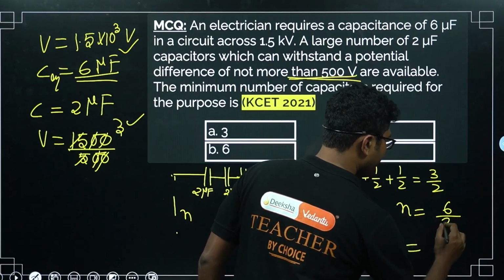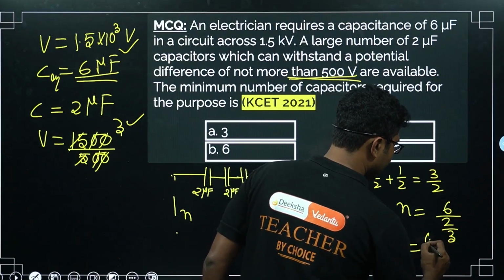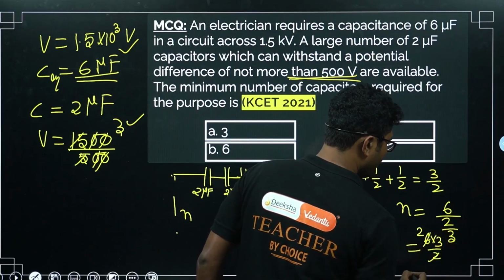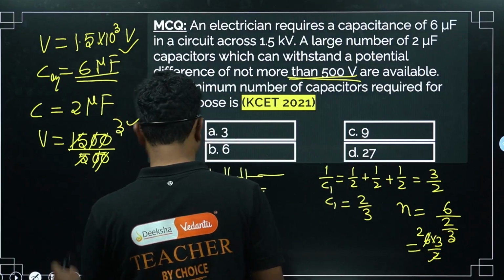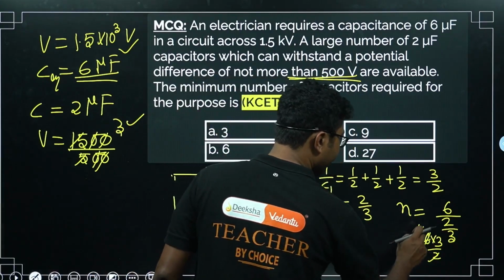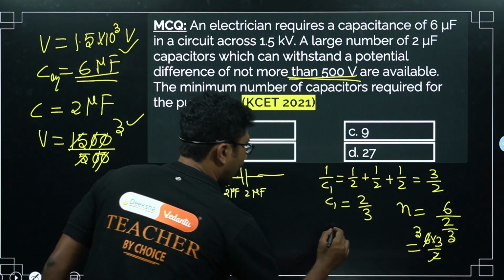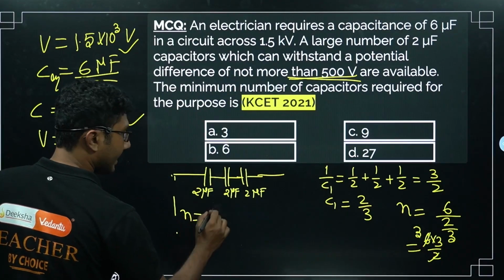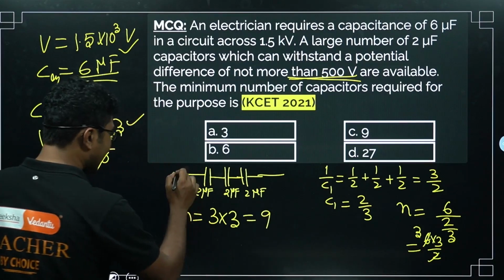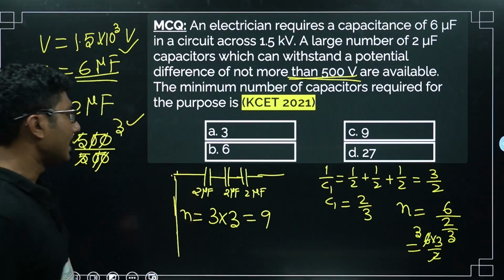So it will be 6 times 3 divided by 2. Sorry, 3 times 3. This is still not the answer. We have not arrived at the answer yet. N, we have calculated, is 3 times 3, that is 9. So 9 lines are required.